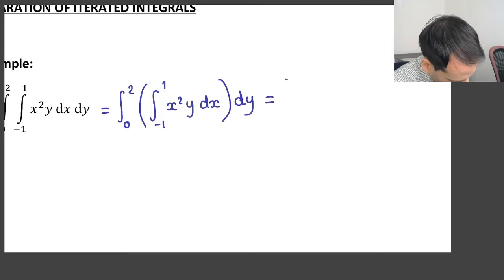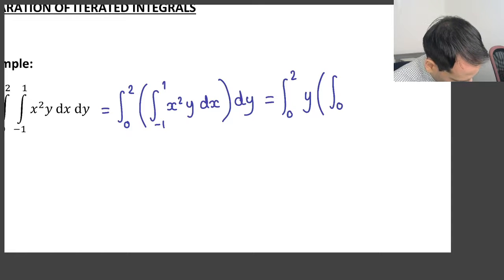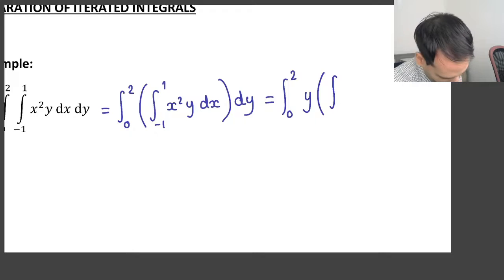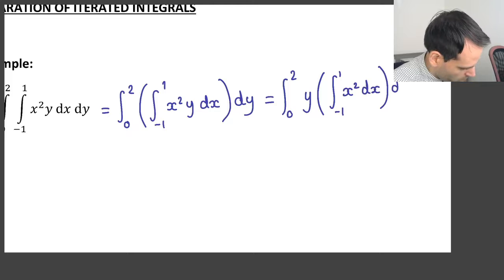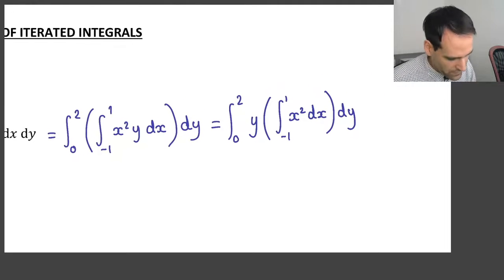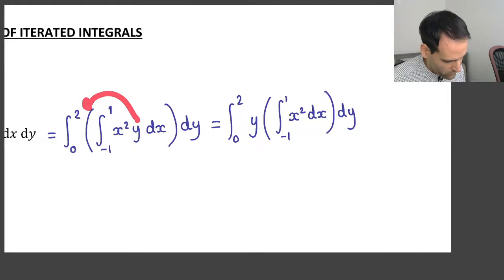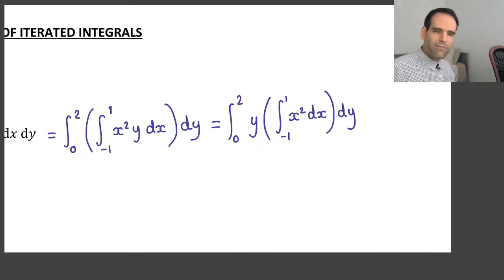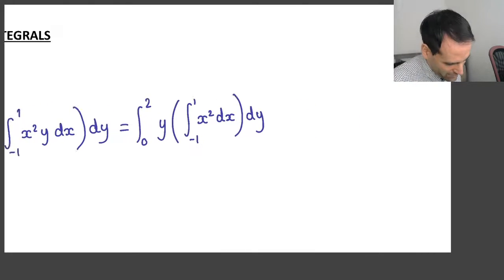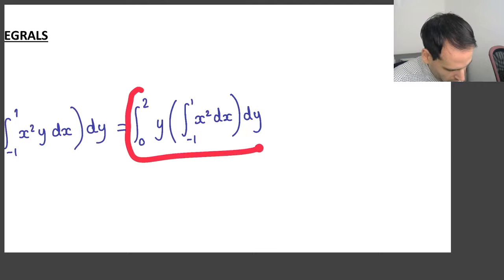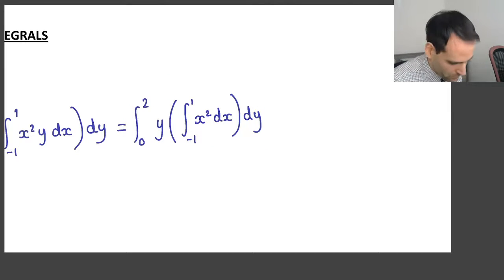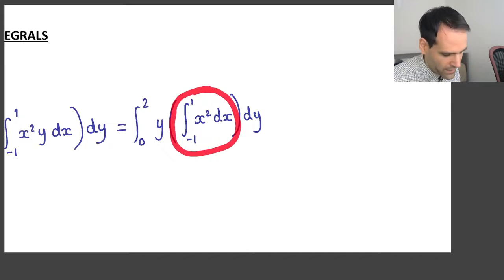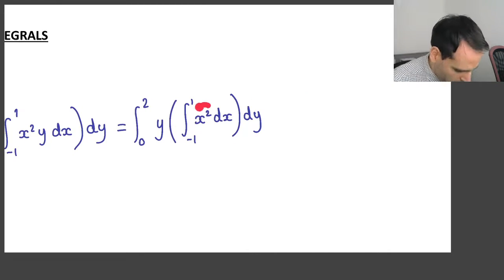Which means that I can write this as y times the integral between minus 1 and 1 of x squared dx, and now dy here. What I did is completely valid, because y was multiplying the entire integrand, so I took it outside. But now notice how good this is, because from the point of view of the outer integral, which is an integral along y, this no longer has y inside it, right? Because there are no y's here.